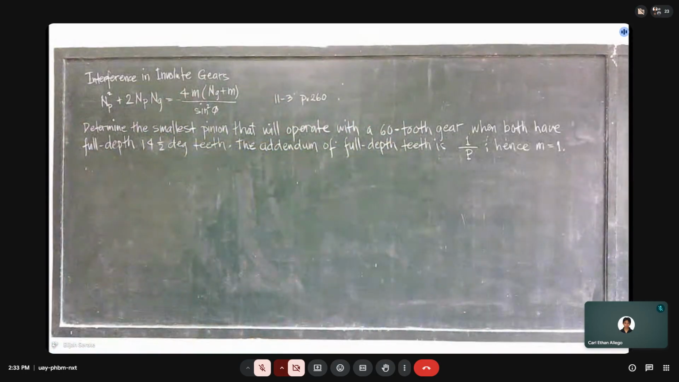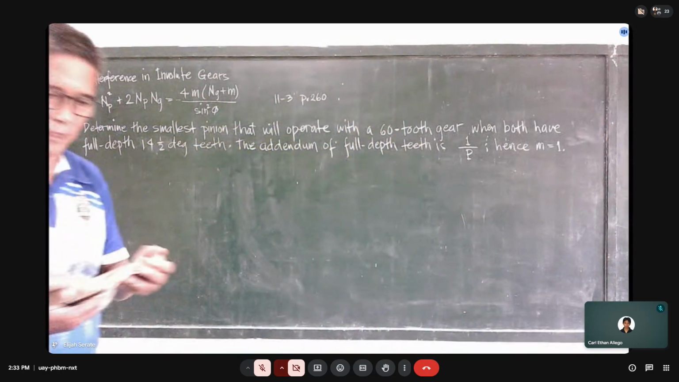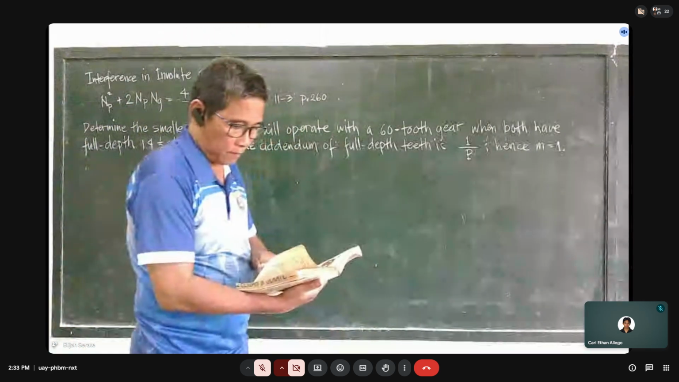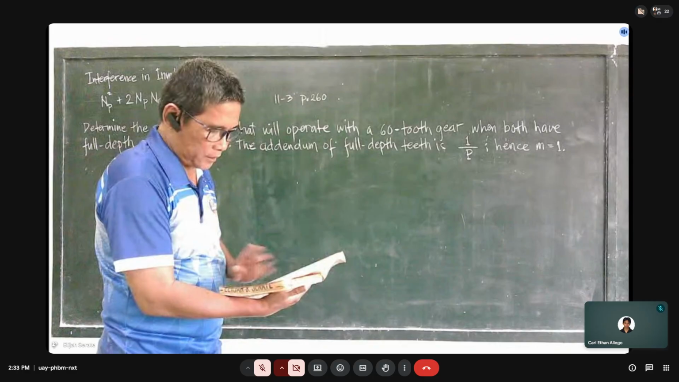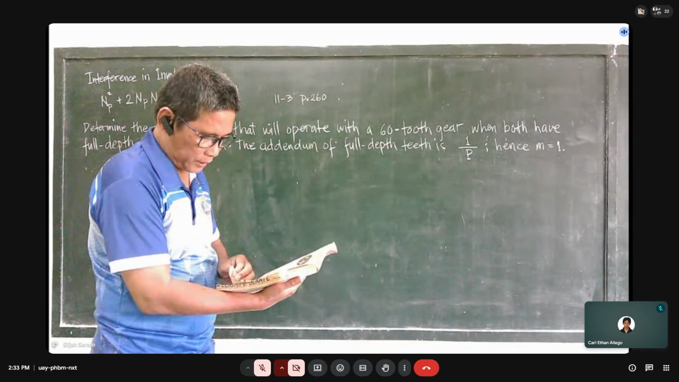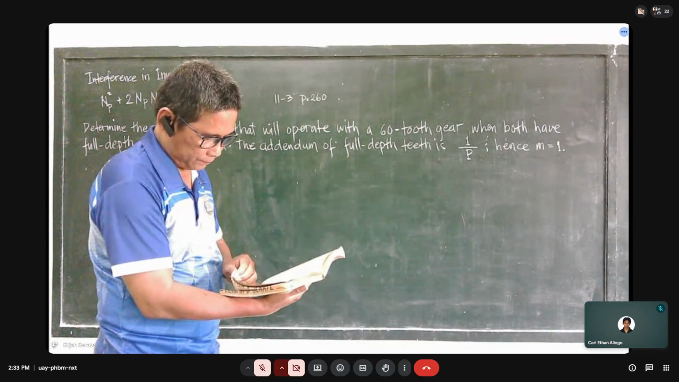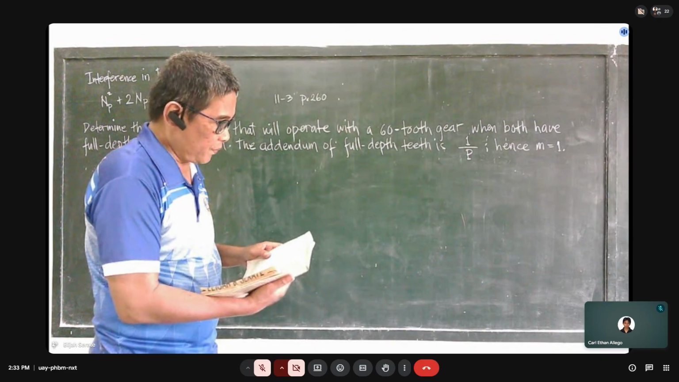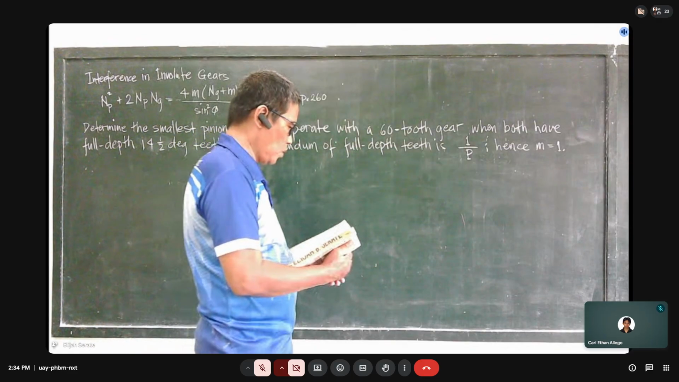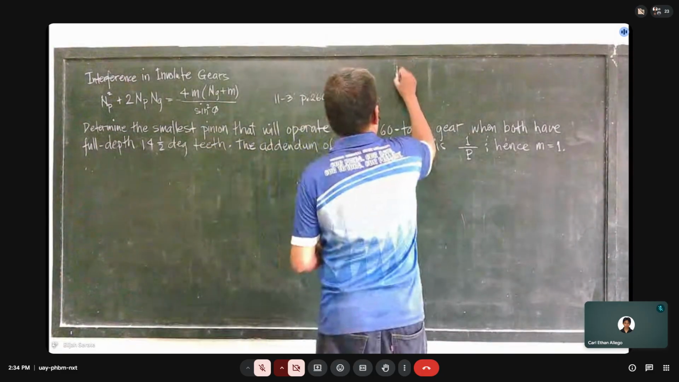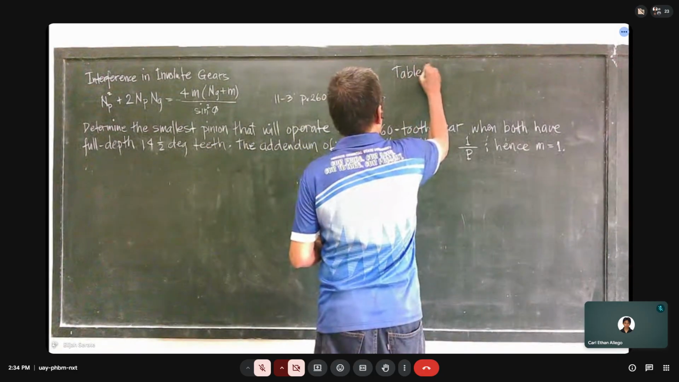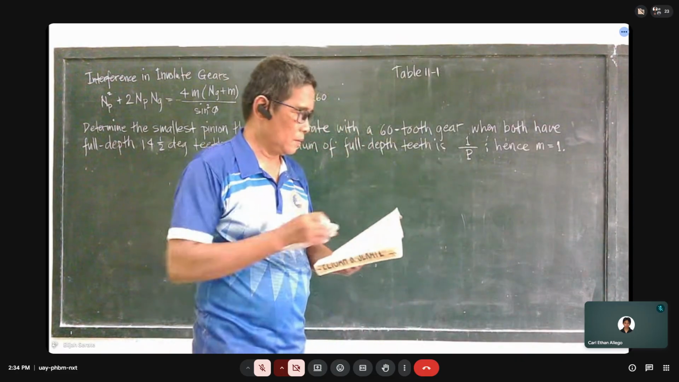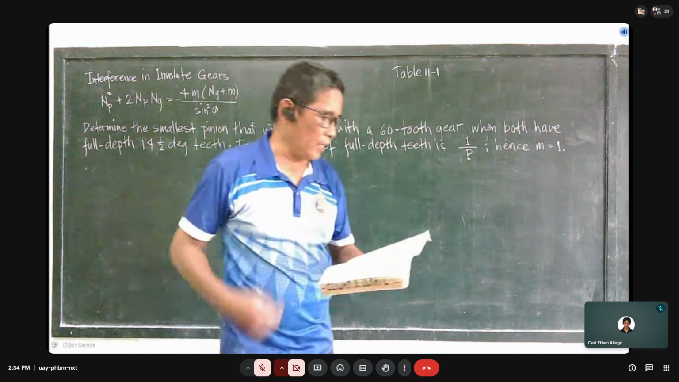So, where do we get that now? So, let's look at the proportion of gears. That is table 11.1. Table 11.1. And you find the table?